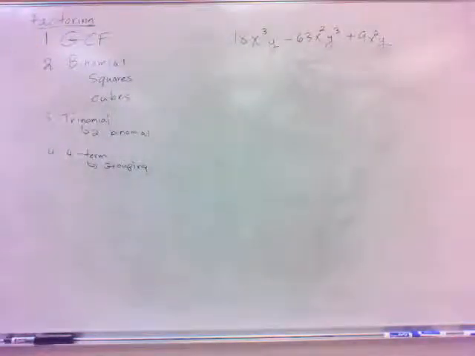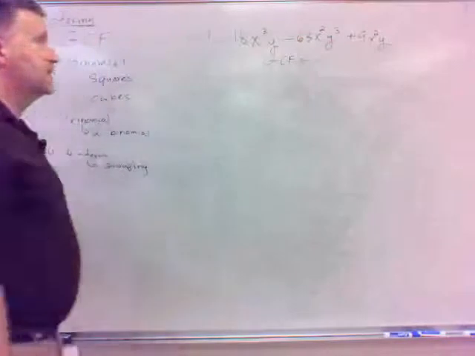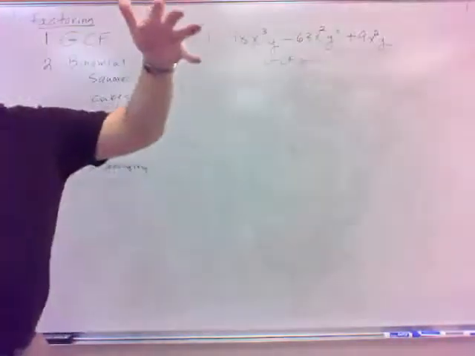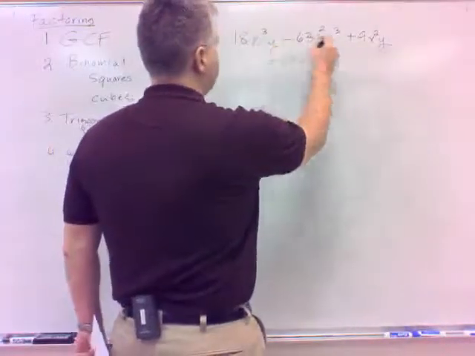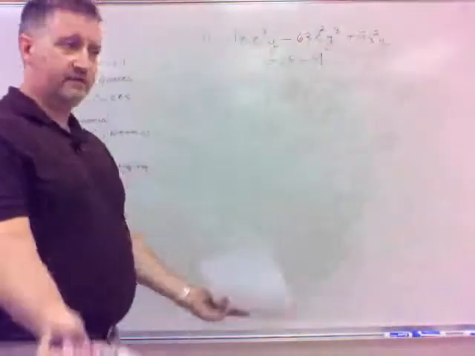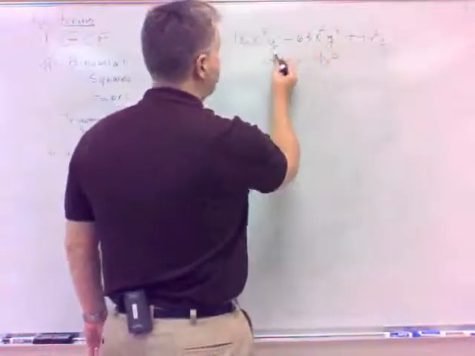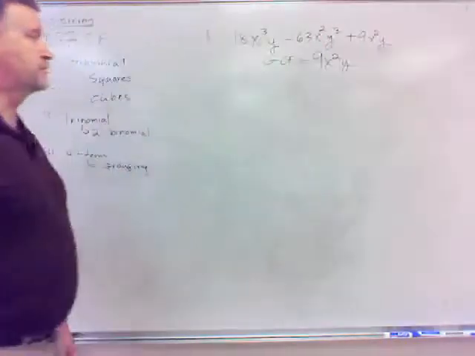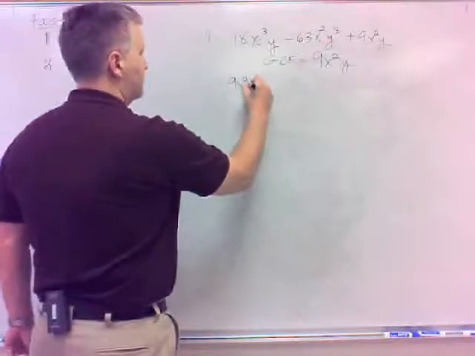Well, like we said, always GCF. Look for GCF, and there's certainly common amongst all those. Matter of fact, 18, 63, and 9 have what in common? 9. X's, I've got x cubed, x squared, and x squared, so I've got x squared in common. And then y, I'll just have y in common, because these two just have y in them. So pull that out, 9x squared y.